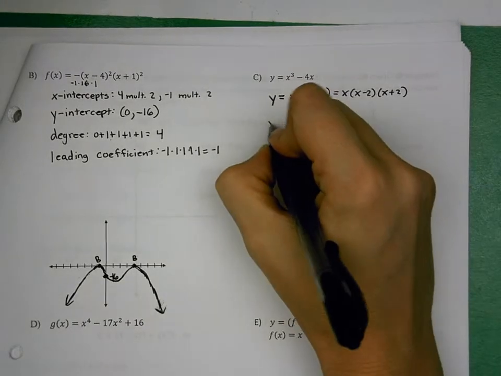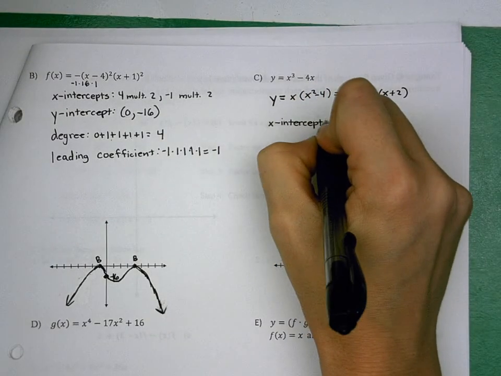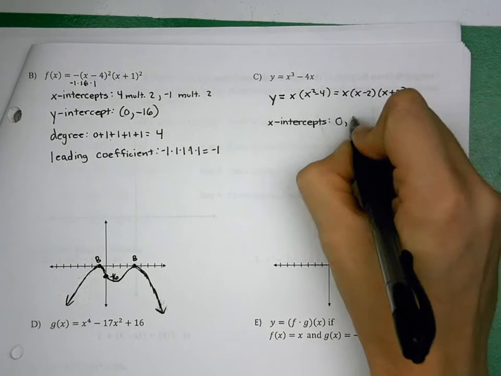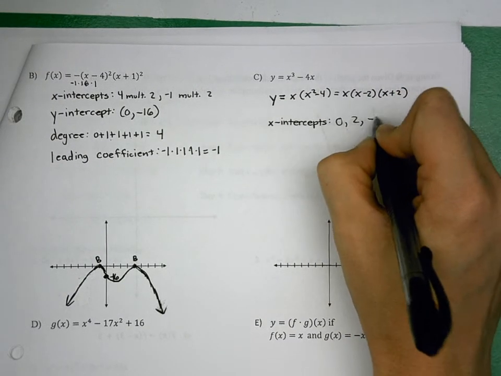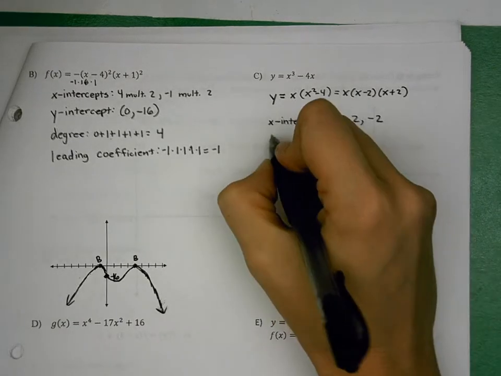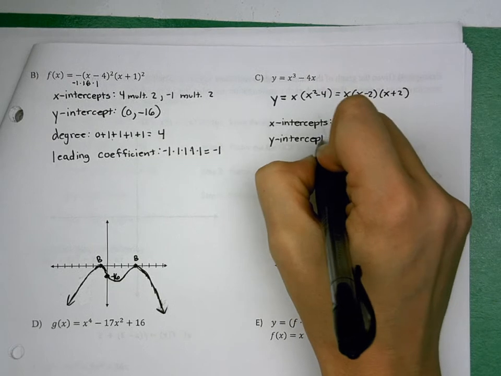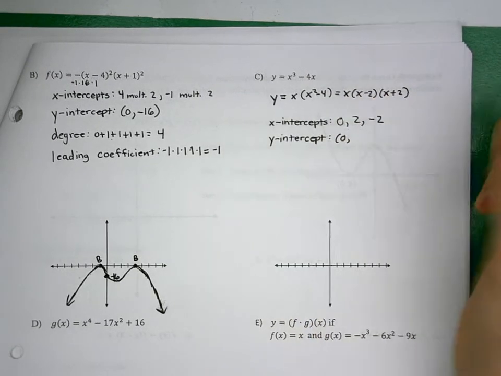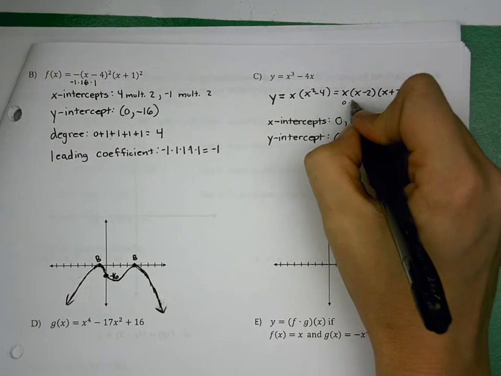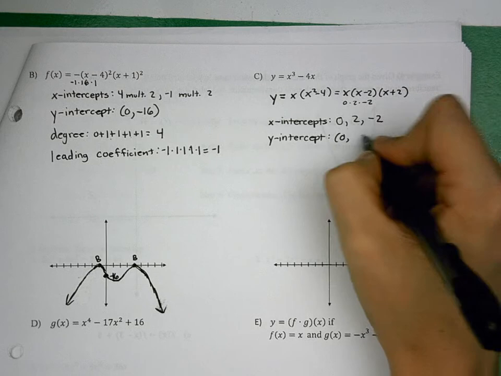X-intercepts, we have 0, multiplicity of 1, positive 2, and negative 2, all multiplicities of 1. Y-intercept, what happens when x equals 0? When x equals 0, we have 0 times negative 2 times 2, which is 0.